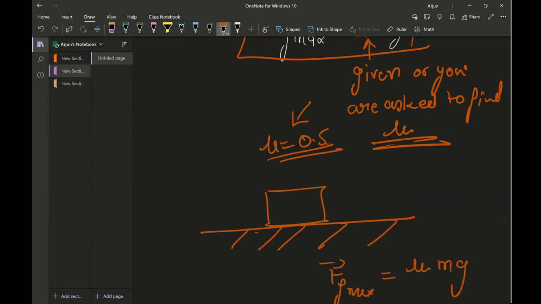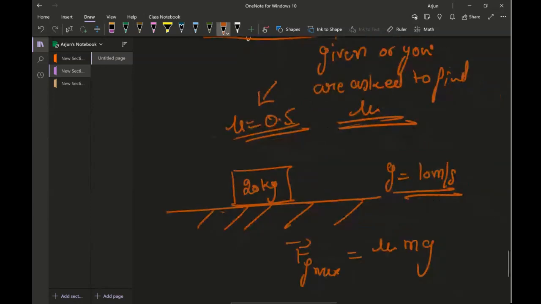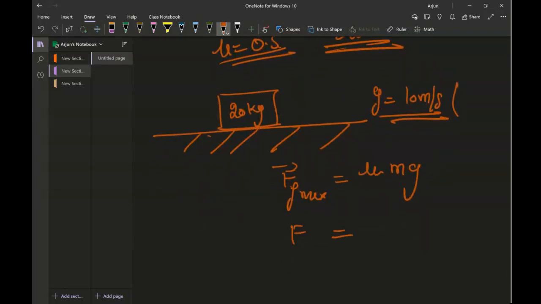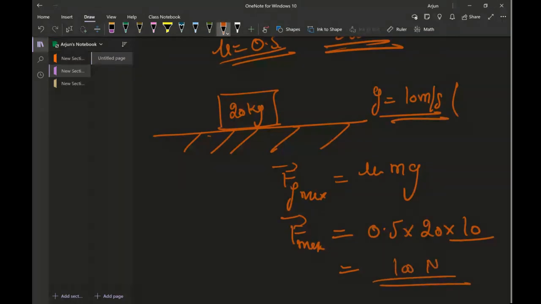I'm going to say, for the sake of the question, I'm going to take the mass as 20 kgs and the g value as 10 meters per second squared. Again, this is 9.81, but just to make my calculations easy, I'm using 10 as the number. And the force of friction max in this scenario will be 0.5 times mass, which is 20, times 10, and that will come out to be 100 Newton. So when the coefficient of friction was 0.5, the maximum force of friction that can act is 100 Newton.